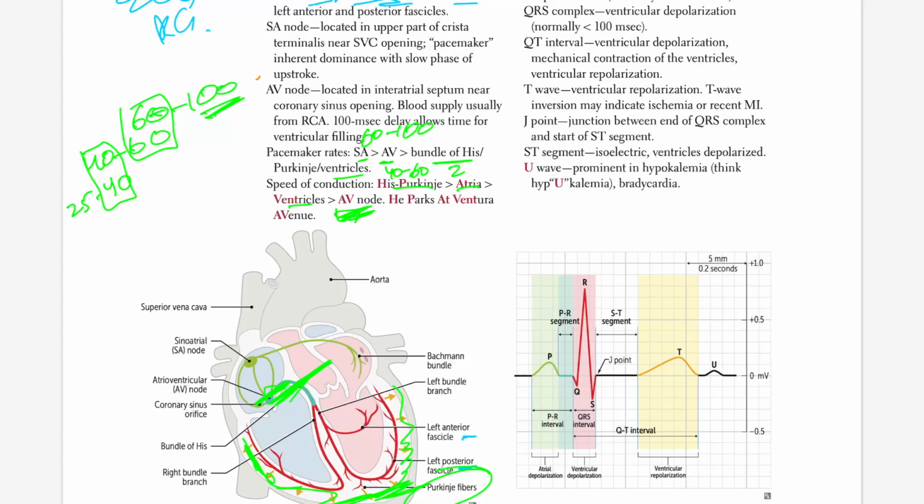So the mnemonic here: he parks at Ventura Avenue. So just remember, it's different. Pacemaker rates are different than the speed of conduction. And this mnemonic is a good one that you can memorize. And that's all we have for this part.